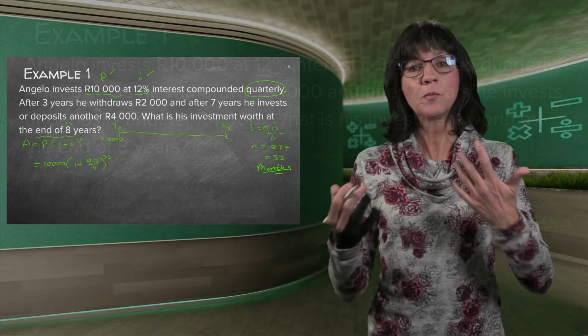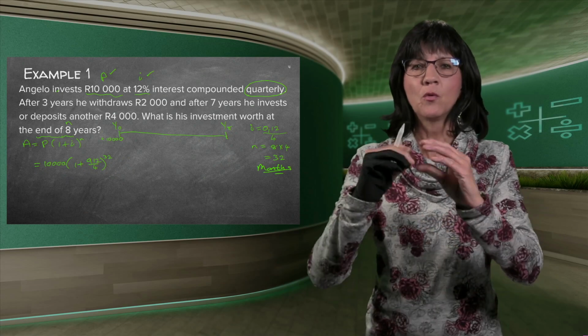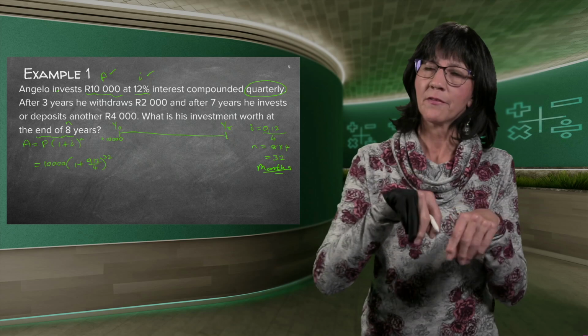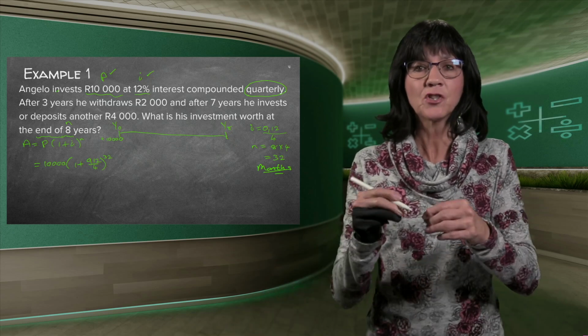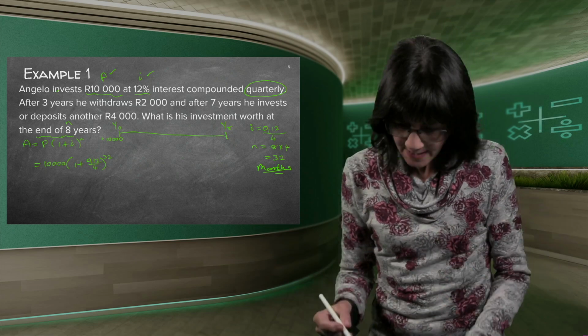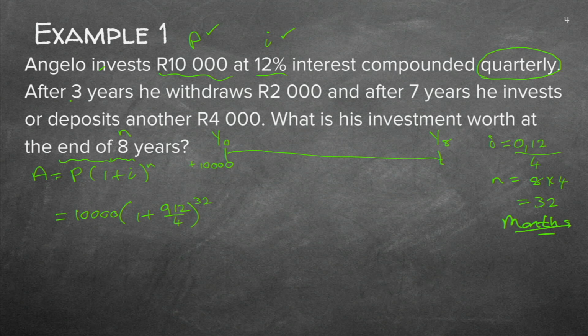Good. Now, because we are lazy in maths, I'm not going to do one sum, get the answer, do another sum, get the answer, do another sum, get the answer. You can, it's another method. I'm just going to do it all in one. Because the next thing they say, after 3 years, he withdraws 2,000 Rand.